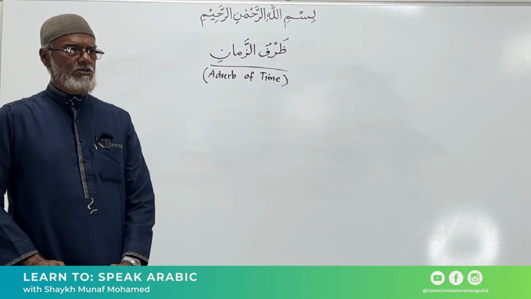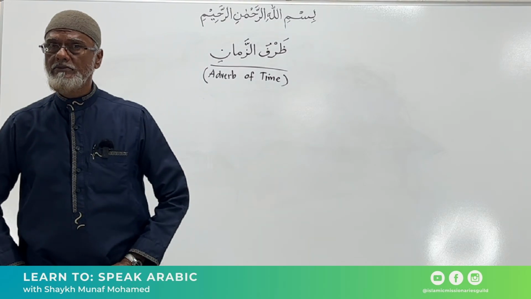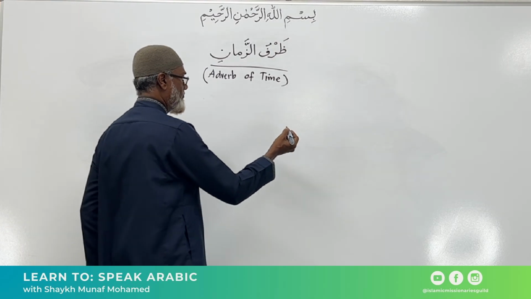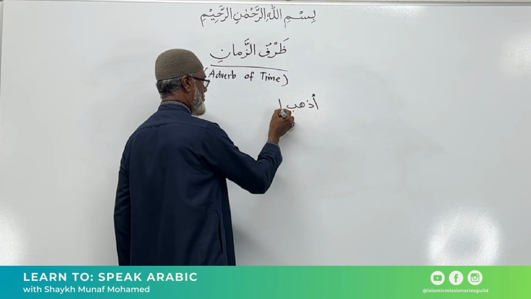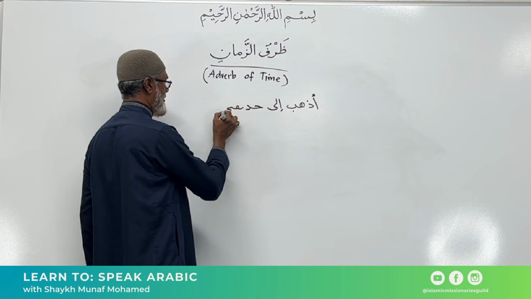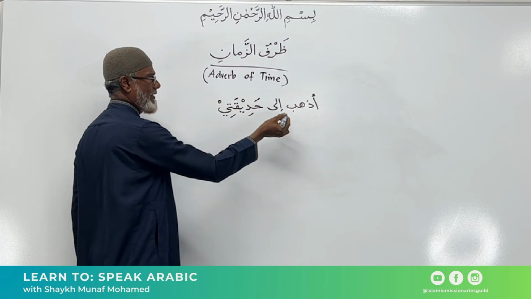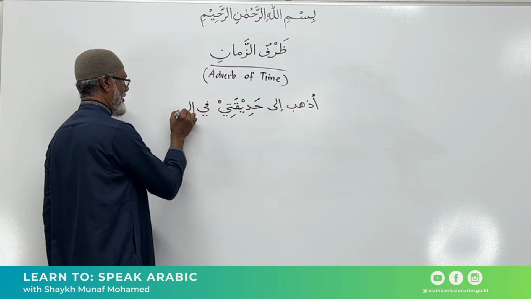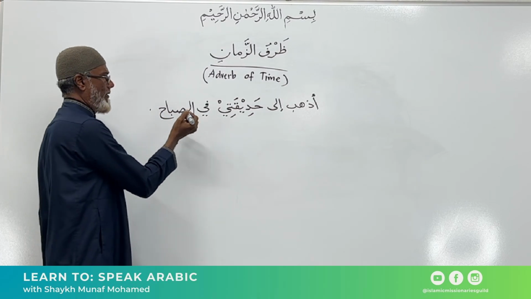All right? So if you want to say, I go to my garden in the morning, let's write that. I go, أذهب, to إلى, حديقتي. So I go to my garden in the morning. في, and you have الصباح, في الصباح. All right? At the morning or in the morning.